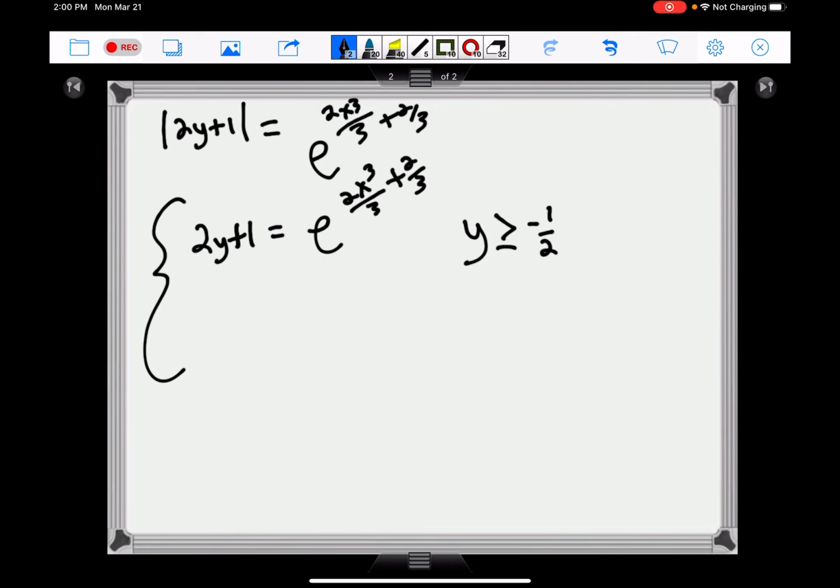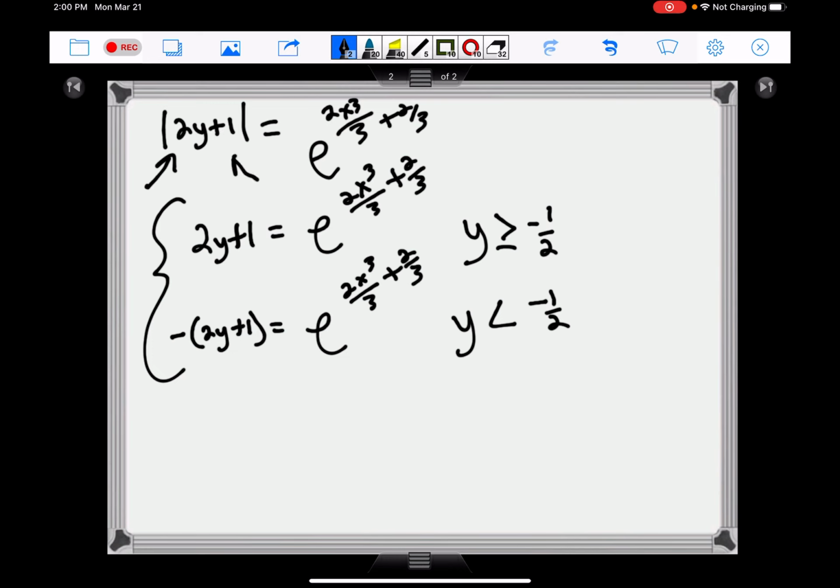Yeah, it's where the absolute value equals 0. And then the negative version of that for y's less than negative 1/2. Wait, why is it that again? The negative 1/2 is what makes the input of our absolute value 0.